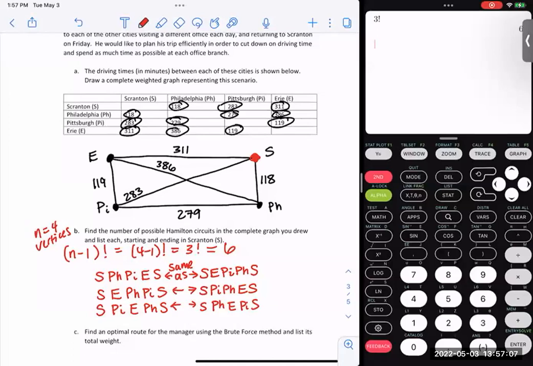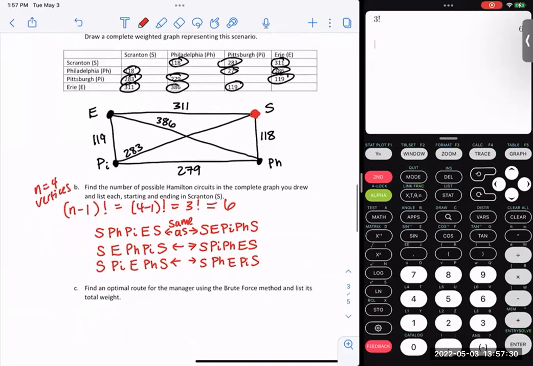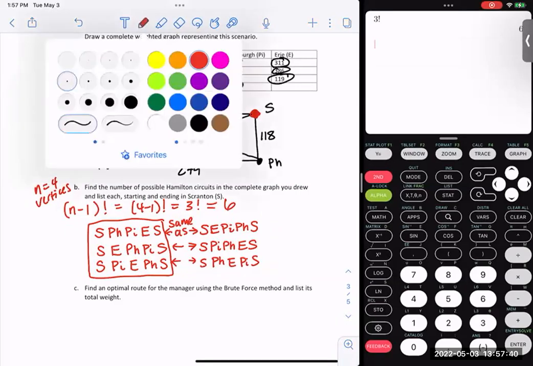And so now part C, I'm going to find an optimal route for the manager using the brute force method and then list its total weight. So I'm basically just going to try each one of these and see which one is best, the one with the fewest number of minutes. The nice thing is that there's only 6 and I don't need to try 3 of them because 3 of them are the same. So let's just try these 3, and I know they're the same as these, so I don't need to try that second set.